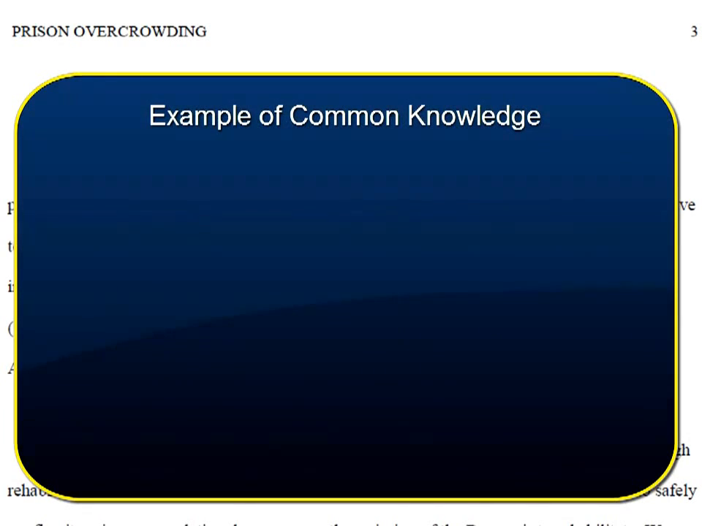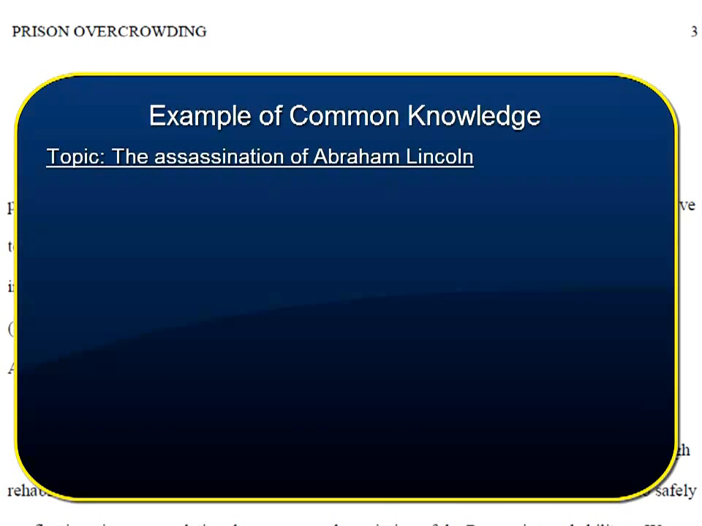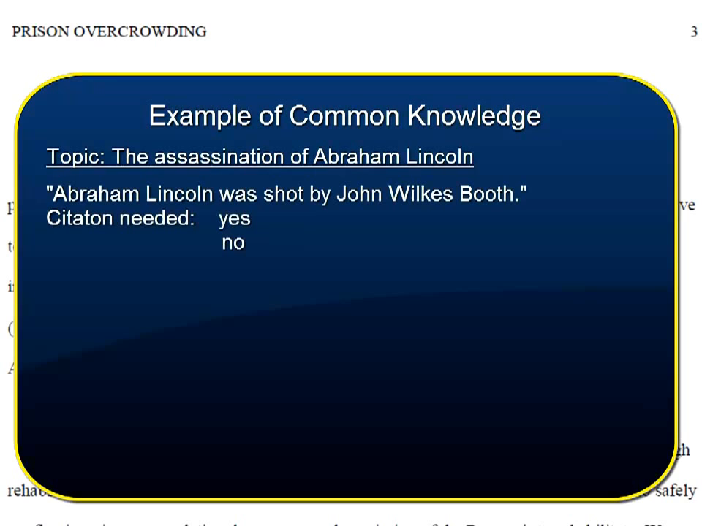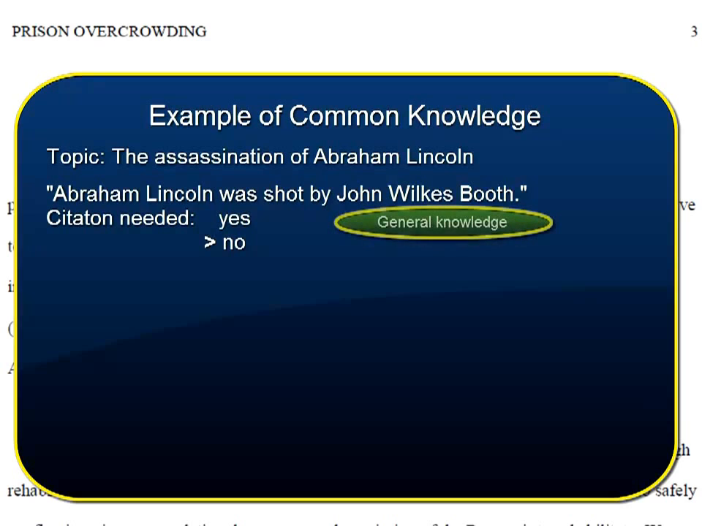Let's look at this example from history. You're writing a paper on the assassination of Abraham Lincoln, and you wish to use the following fact in your research essay. Abraham Lincoln was shot by John Wilkes Booth. Would you have to cite that? No. It's an example of general knowledge, something known by most everyone without having to do any research.